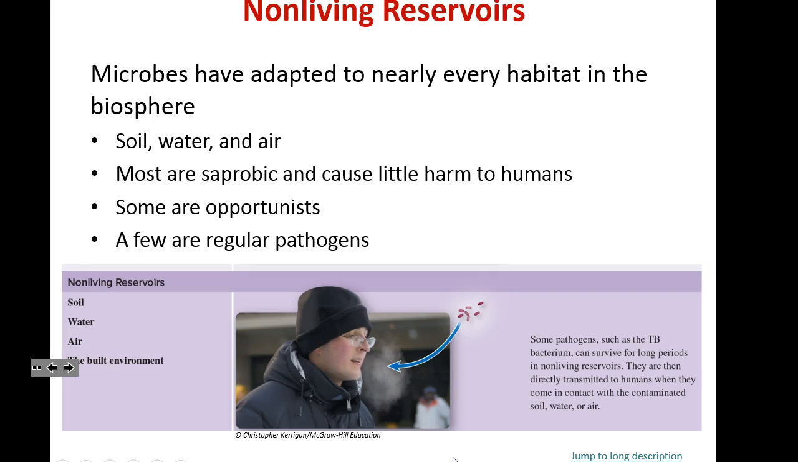Microbes have adapted to nearly every habitat in the biosphere: soil, water, air. Most are saprobic, which means what? Saprobes feed on what? And they cause little harm to humans. Some are opportunists, but a few are regular pathogens. So our non-living reservoirs are soil, water, air.